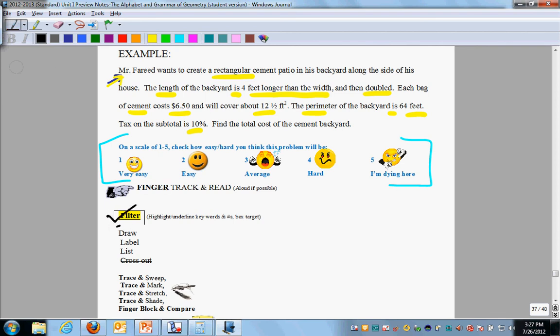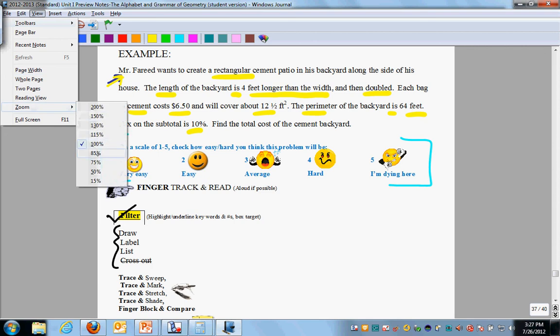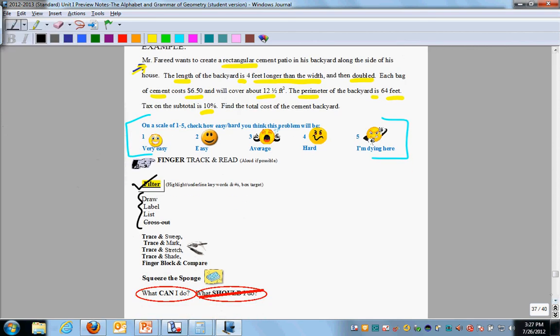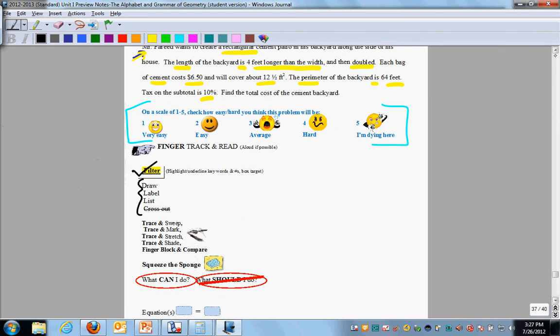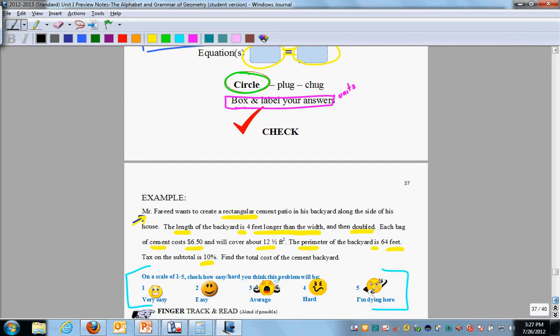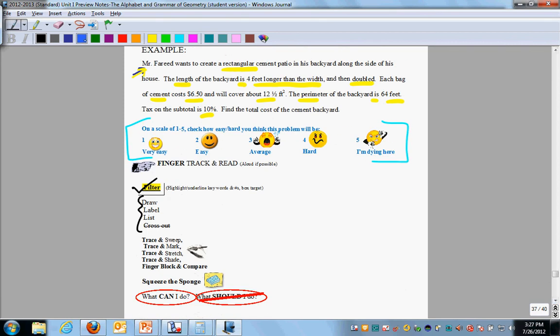Check. Now we're going to draw, label, list, and cross out all at the same time. Okay, so what we have here is we know the shape is rectangular, meaning it's a rectangle. So I'm going to start by drawing that. We have a rectangle. So put over here, draw, and put over here, list. All the information either goes on the drawing or it goes on a list, one or the other, draw or list. So we have here a rectangular cement patio, so it's a rectangle, so draw a rectangle.